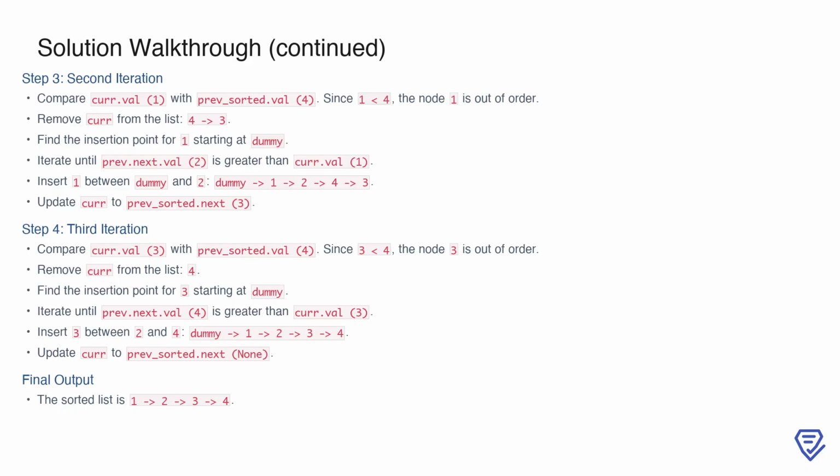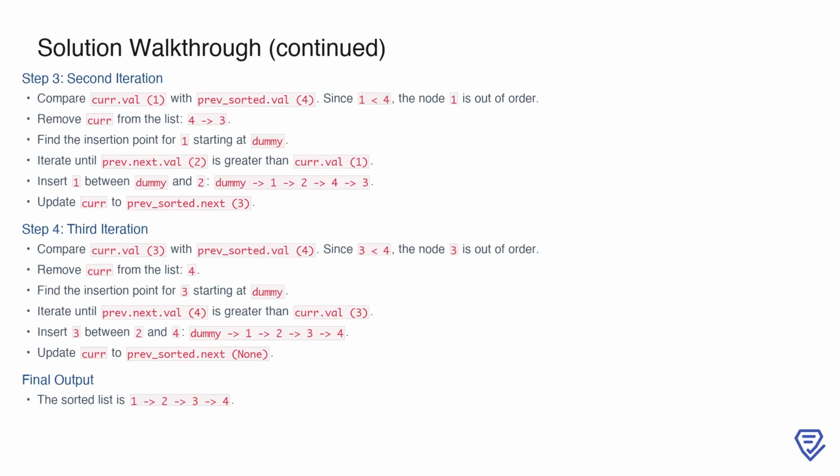In the third iteration, we compare cur.val, which is 3, with prev_sorted.val, which is 4. Since 3 is less than 4, the node with value 3 is out of order. We remove it from the list by updating prev_sorted.next to point to cur.next, leaving us with just the node 4.